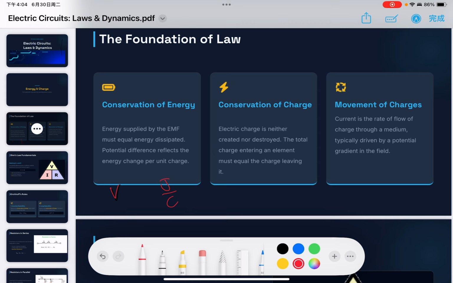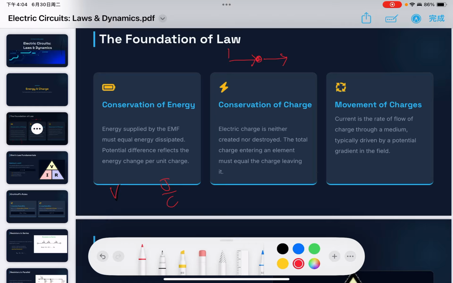The second conservation is conservation of charge. Electric charge is neither destroyed nor created, and the total charge entering an element must equal the total charge leaving. So if, say, at one singular point one charge enters, then one charge must leave, to leave it as a net zero.